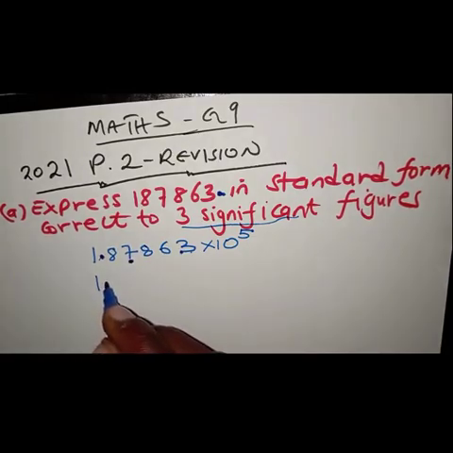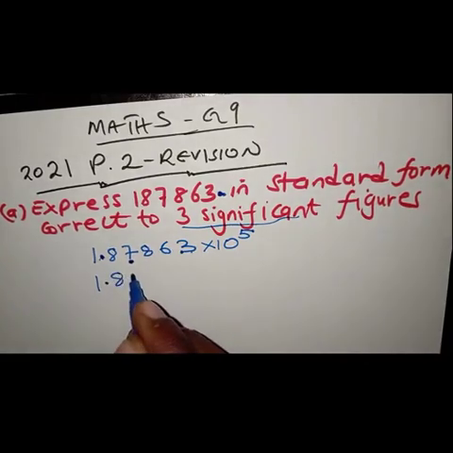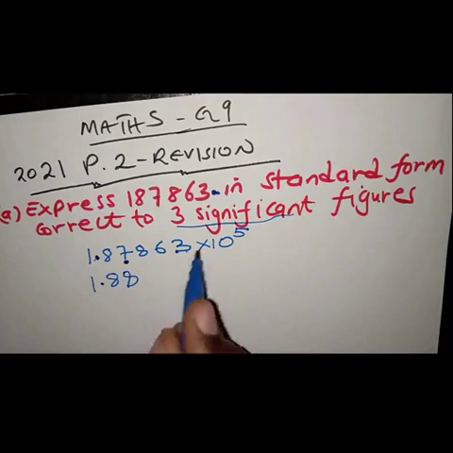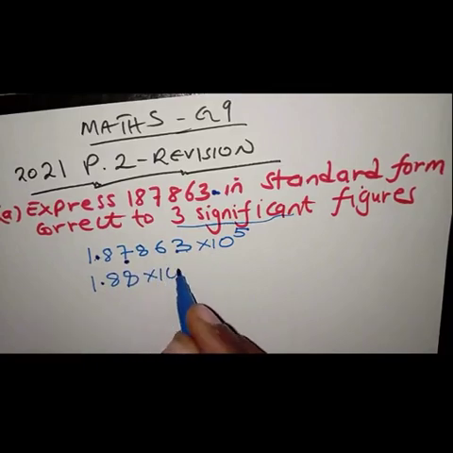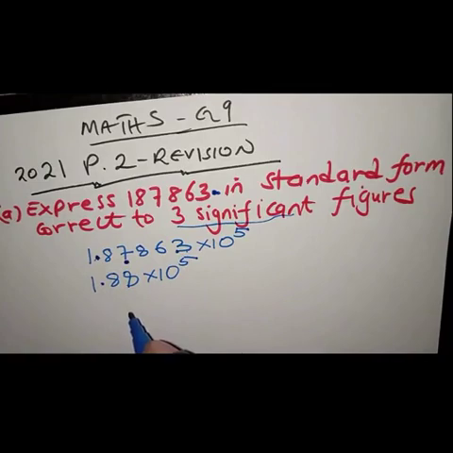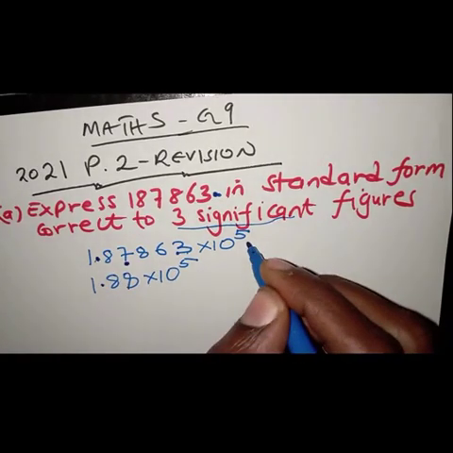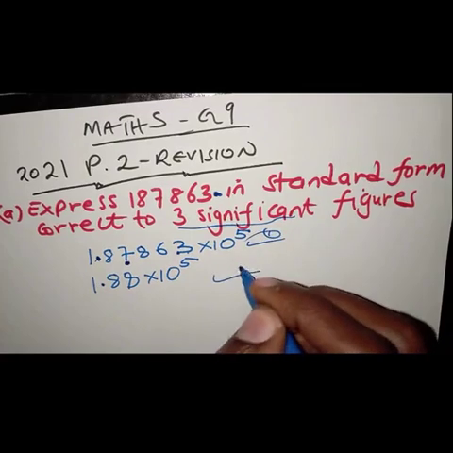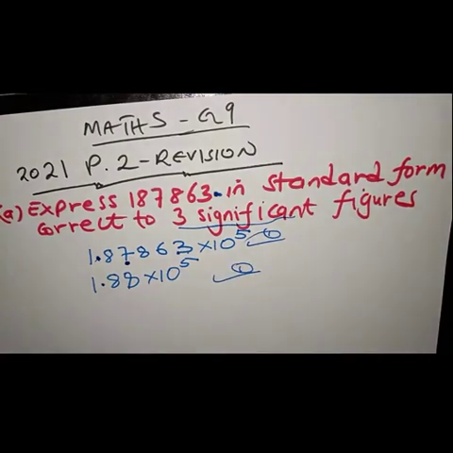So it will be 1.88 times 10 to the power 5. This is what it means when they say write in standard form correct to 3 significant figures. So here is 1 mark, there also it is 1 mark. This is what you have to do.